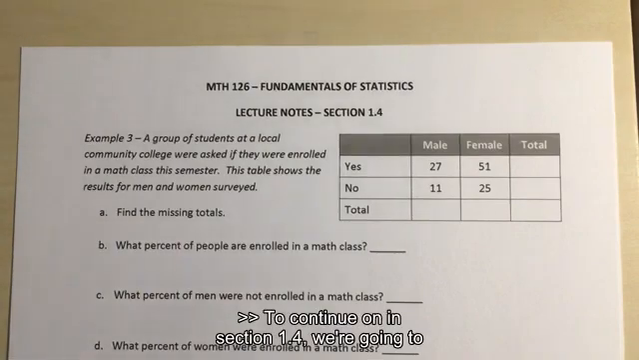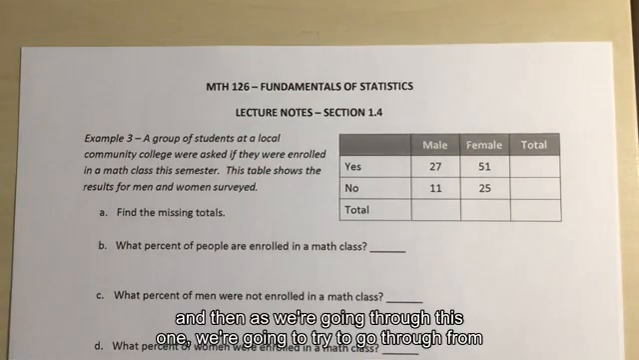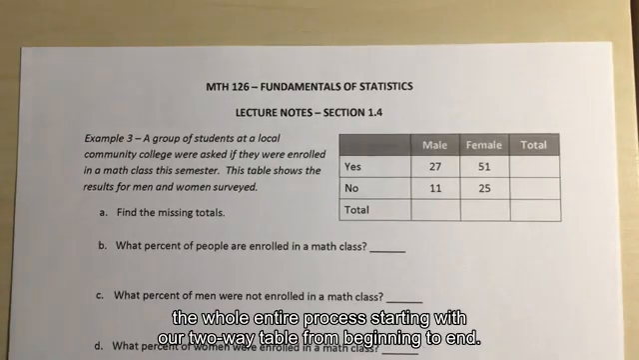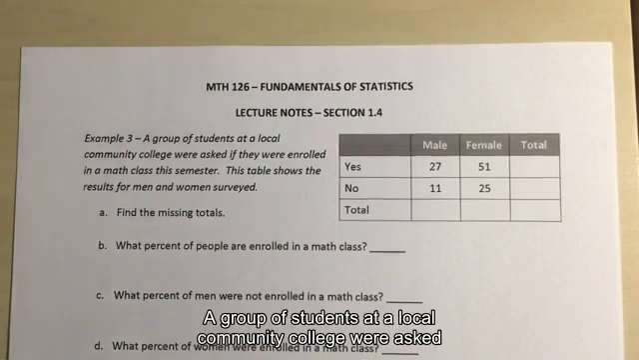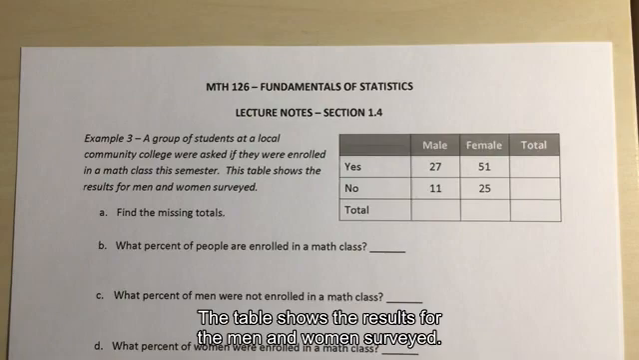So to continue on in section 1.4, we're going to do one last example using our percent equation. And as we're going through this one, we're going to go through the whole entire process, starting with our two-way table from beginning to end. A group of students at a local community college were asked if they were enrolled in a math class this semester. The table shows the results for the men and women surveyed.